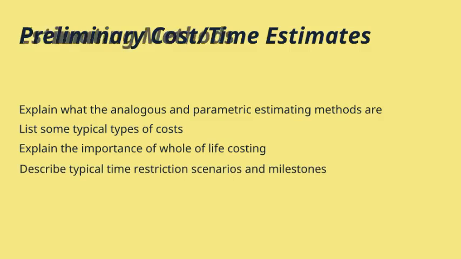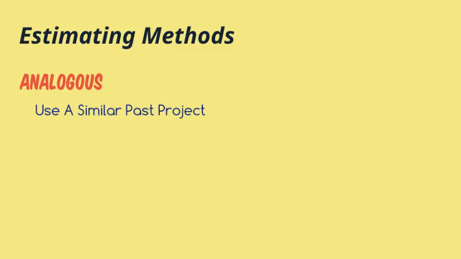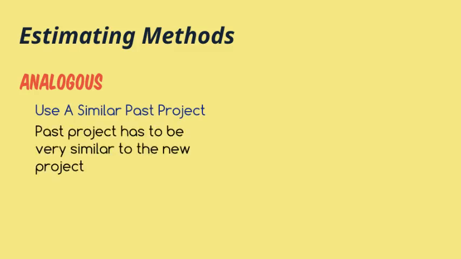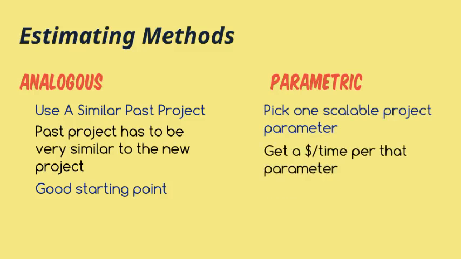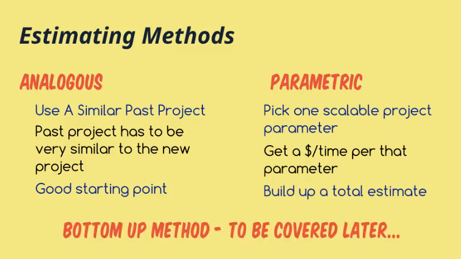Firstly, let's look at the two main estimating methods you can use in the very early stages of a project. Firstly, the analogous method. The analogous method is an approach where you can use a similar past project that is very similar and comparable to the new project. This gives you a good starting point to work with, provided the past project is actually similar and is relatively recent. The parametric method is where you pick one particular aspect or parameter of the project and use a price per that parameter to build up an estimated total. There is a third method called bottom-up, and we'll look at that later on in this course.